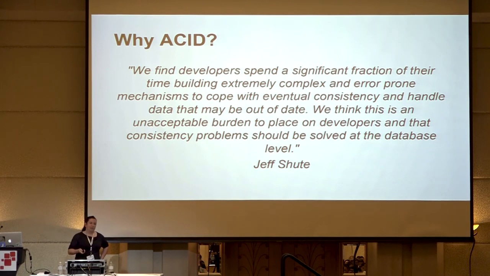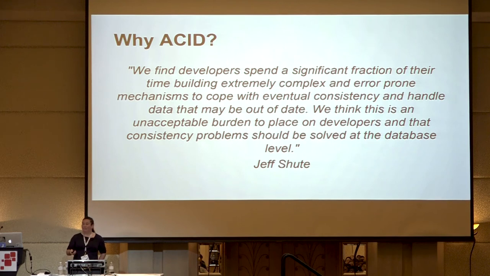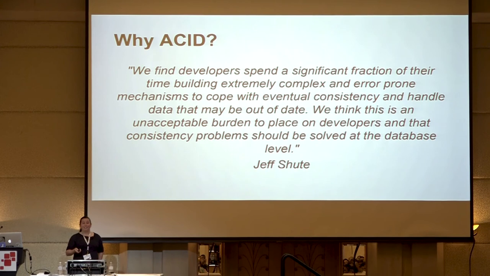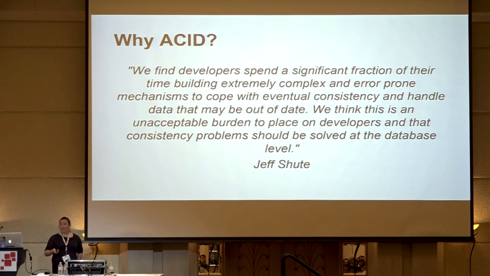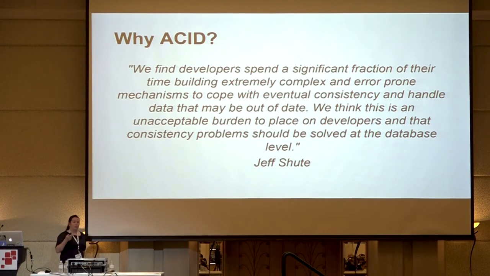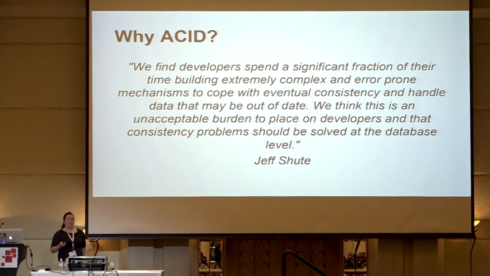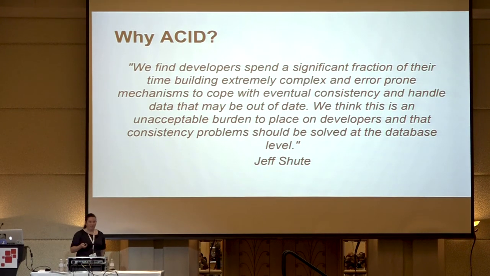F1 is a data store that is actually a layer on top of Spanner, adding some extra semantics. We find developers spend a significant fraction of their time building extremely complex and error-prone mechanisms to cope with eventual consistency and handle data that may be out of date. We think that this is an unacceptable burden to place on developers and that consistency problems should be solved at the database level. So one of the key pillars of SRE at Google is simplicity.